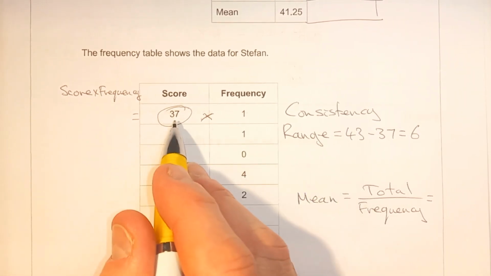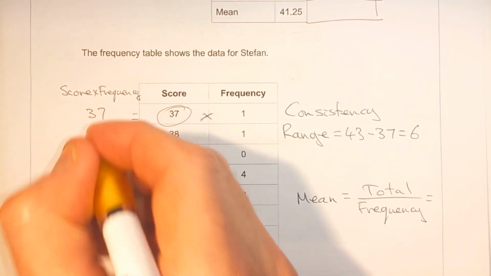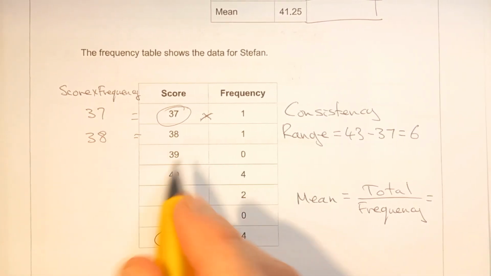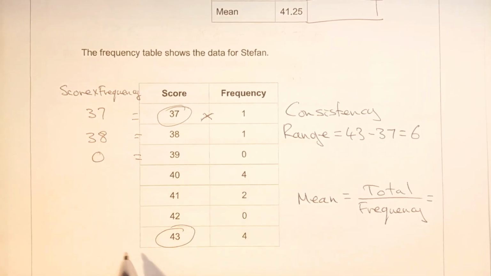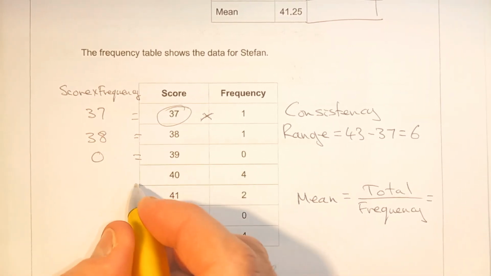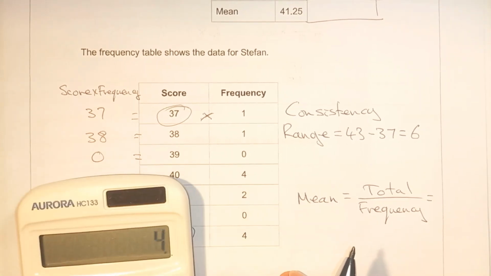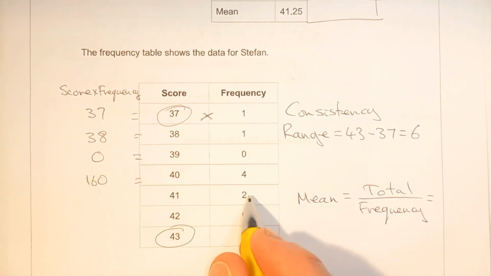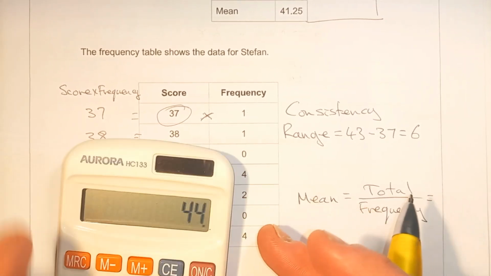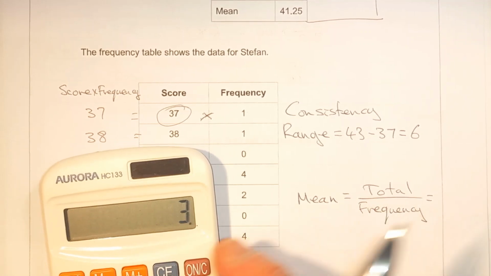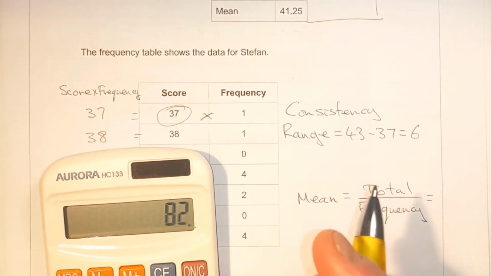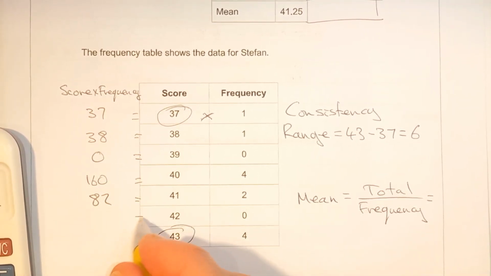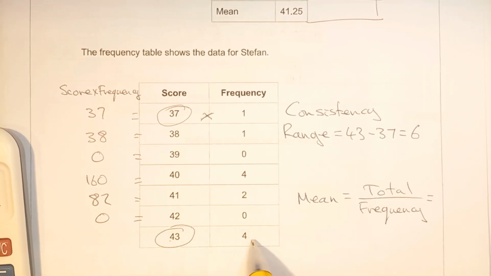So 37 was scored once, so they got 37. 38 was scored once, so they got 38. 39 was never scored, so we can put a 0 for Stefan for 39. 40 was scored 4 times. Well, 40 times 4 gives us 160. 2 times 41 gives us 82. 42 was never scored, so another 0. And 43 was scored 4 times.